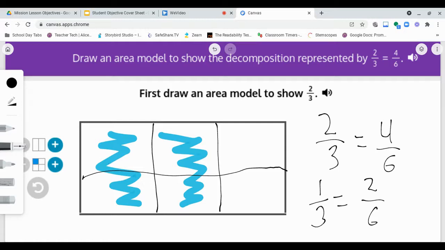Okay. So this is what we're working on today, just decomposing by drawing those lines. Okay, that's the main idea for this lesson. Okay, good luck.